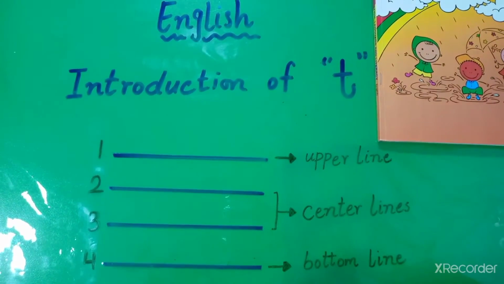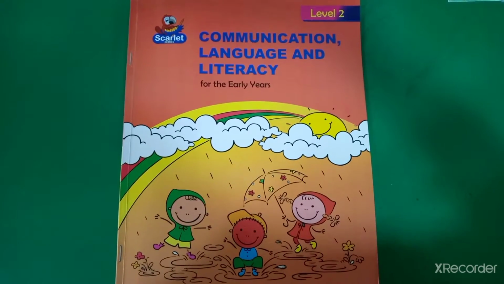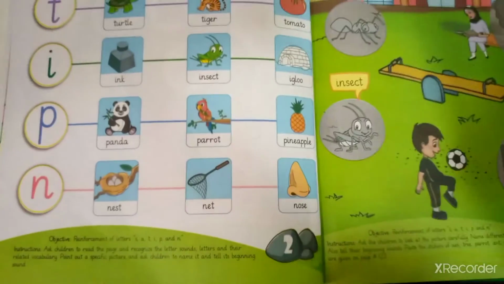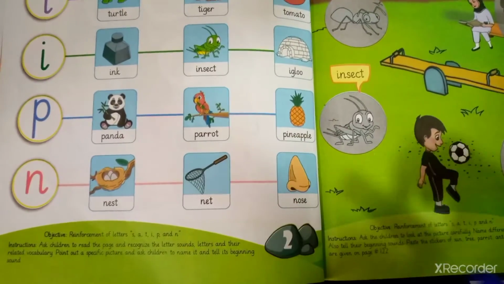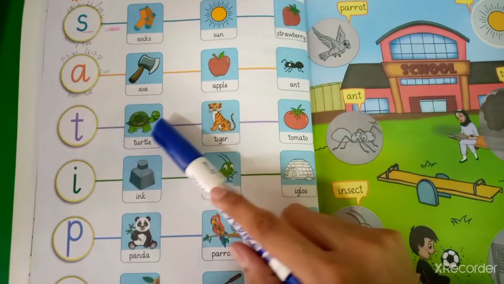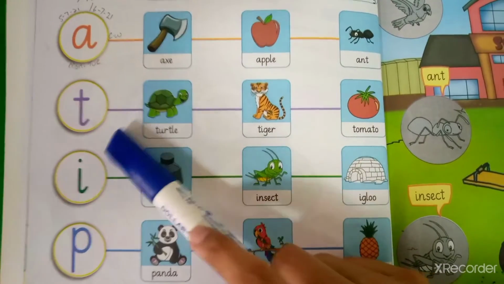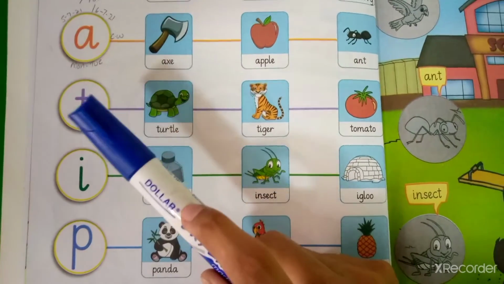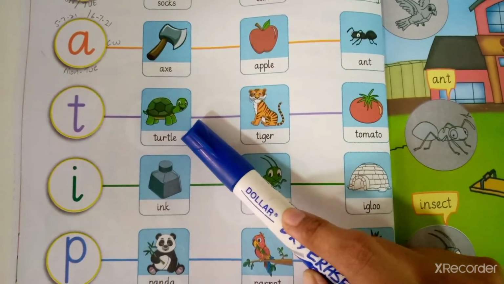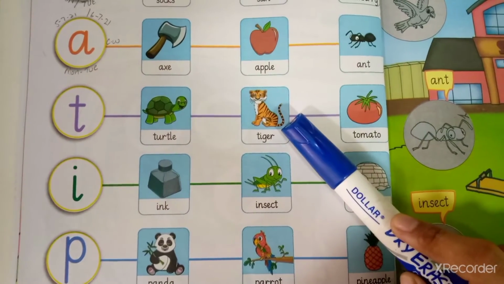Take out your workbooks. Okay students, I hope you all have taken out your workbooks. Take out page number 2. Yes, page number 2. Look here. Which letter is this? T. T. Turtle.